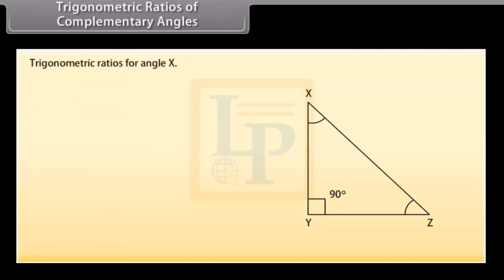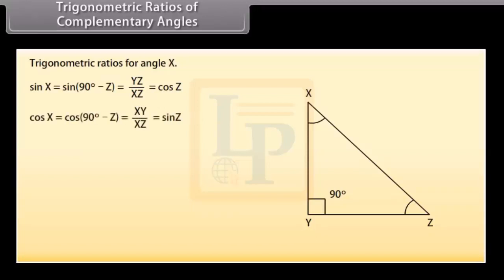Let us now list the trigonometric ratios of angle X. Sin X is equal to sin 90 degree minus Z, which equals YZ upon XZ, which equals cos Z. Cos X is equal to cos 90 degree minus Z, which equals XY upon XZ, which is equal to sin Z. Tan X is equal to tan 90 degree minus Z, which equals YZ upon XY, which equals cot Z.